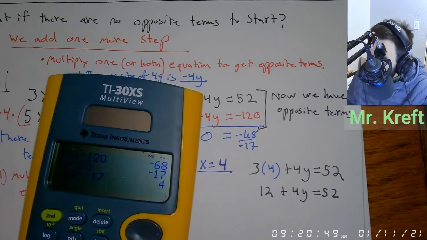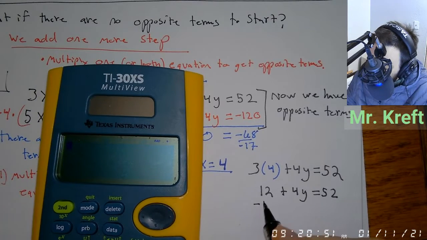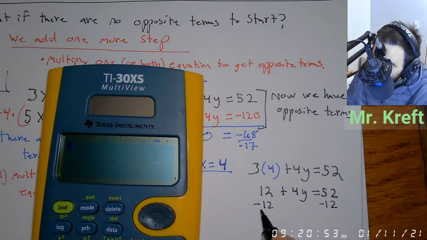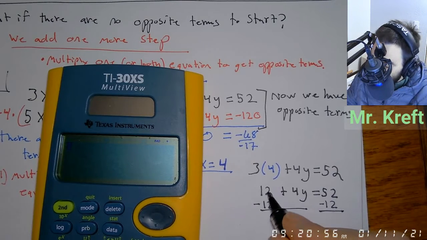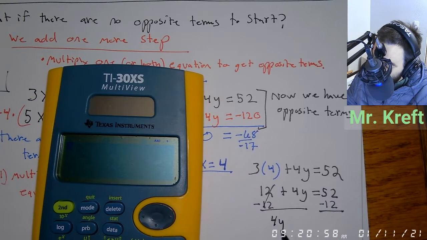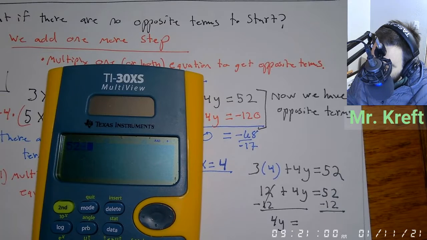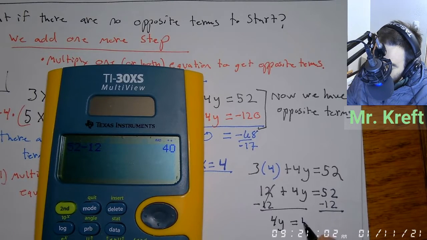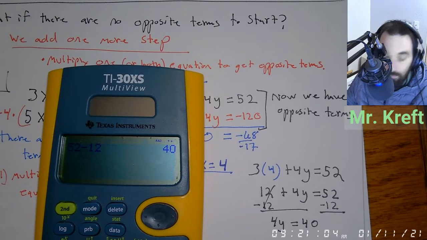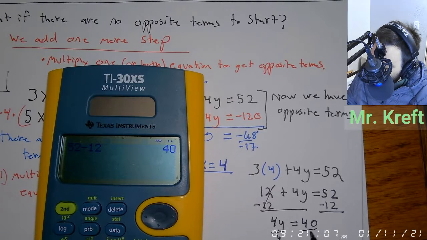Okay, and then I'm going to subtract 12 from both sides. So I get 4y equals, and then I have 52 minus 12. And see, using a calculator, guys, can be really quick. And then I divide by 4.